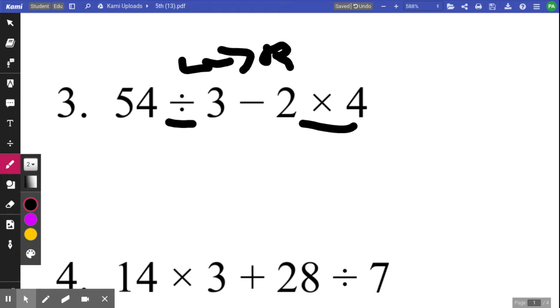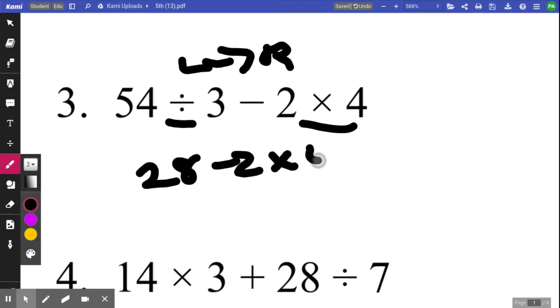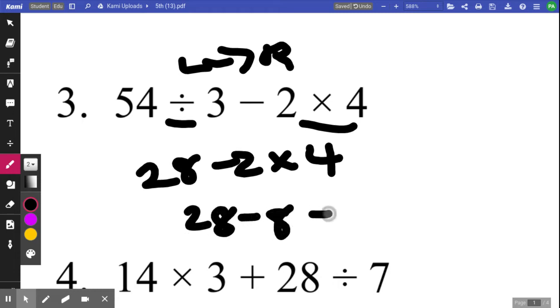54 divided by 3 is 28. And then we're going to bring the rest down. And obviously, between multiplication and subtraction, we're going to have to multiply. So it's going to be 28 minus 2 times 4, which is 8. 28 minus 8 is 20.